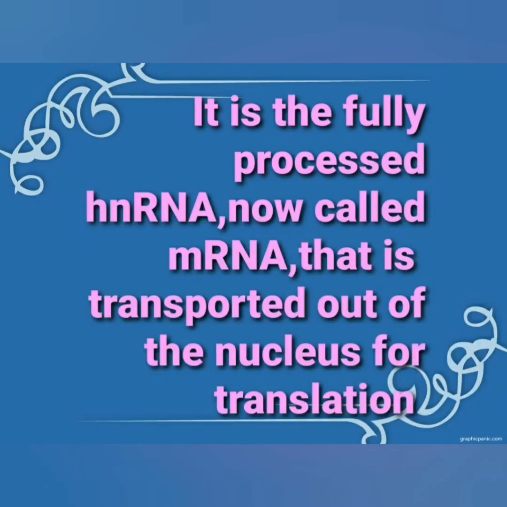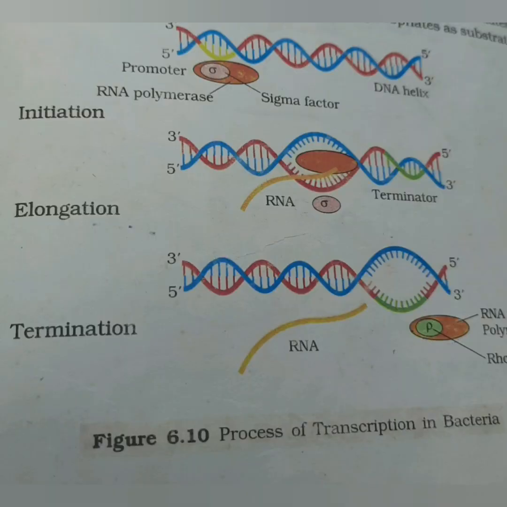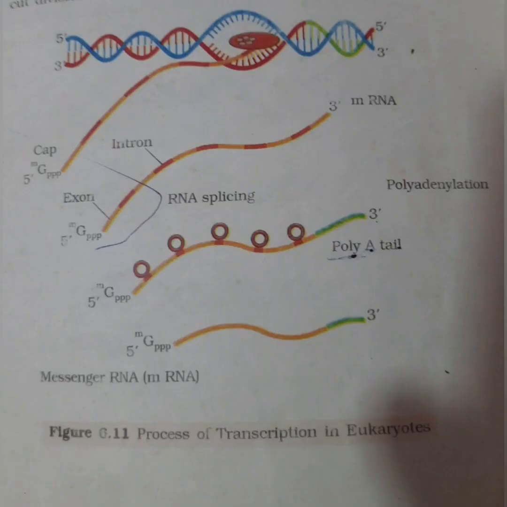It is the fully processed hnRNA, now called mRNA, that is transported out of the nucleus for translation, that is for protein synthesis. Once again, the different steps of transcription in bacteria are shown here: initiation, elongation, and termination. This picture explains the process of transcription in eukaryotes. Hope you understood the process of transcription in prokaryotes and eukaryotes well.